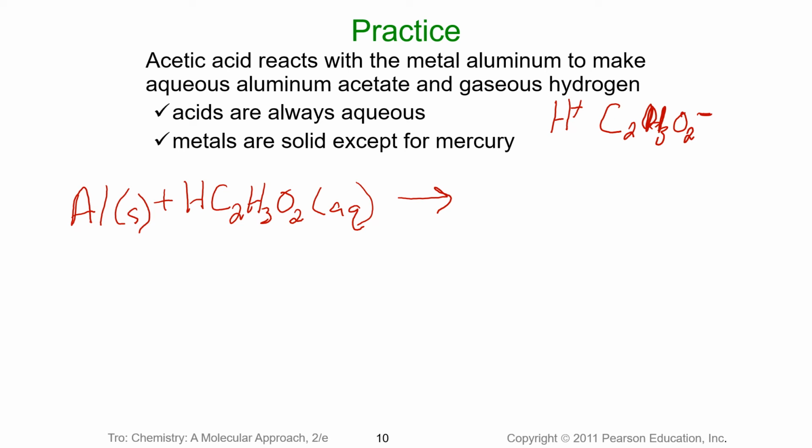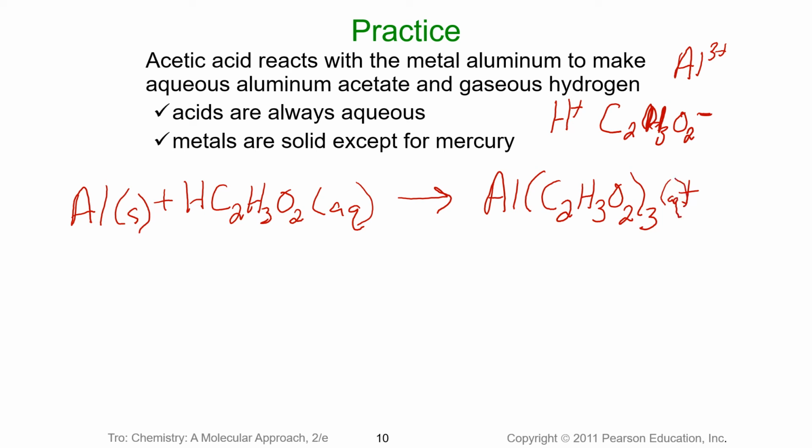We make aluminum acetate. So aluminum is a +3, our acetate's a -1. So it's going to take 3 acetate to balance the charge of the aluminum. And this is aqueous, so we need our state in there, plus gaseous hydrogen. Hydrogen is a diatomic gas again.